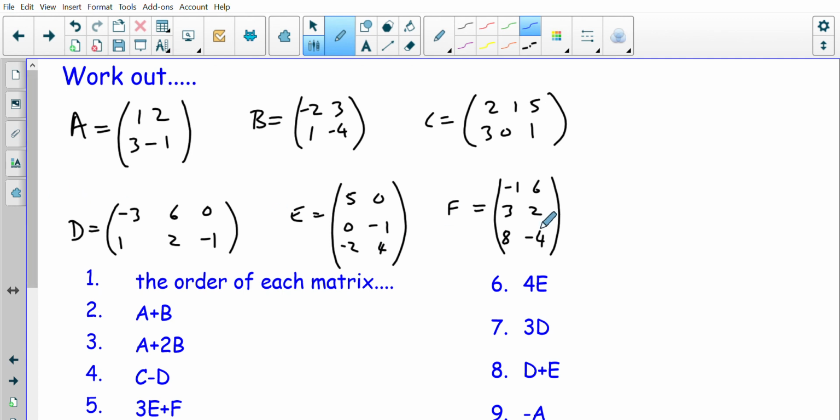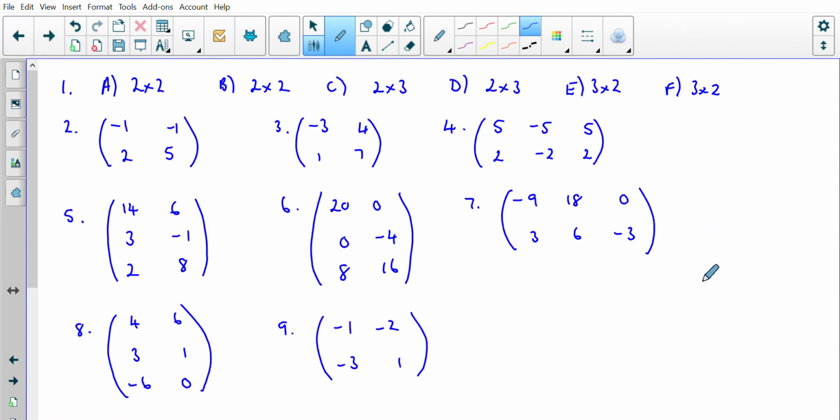So just to finish off, all I'd like you to do now is to pause the video and work out the answers to these 9 questions using the matrices A to F on the slide. When you've finished, you can unpause the video and the answers will be on the next slide. So here are those answers.